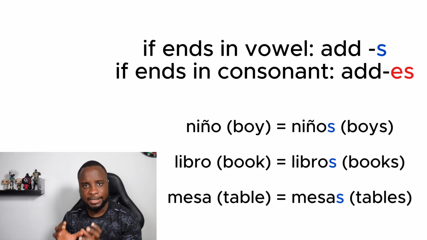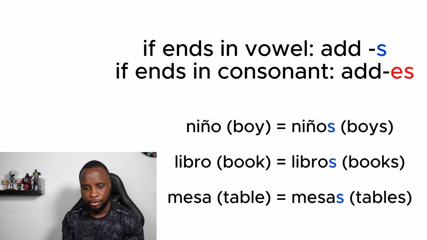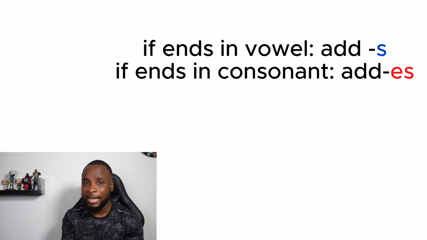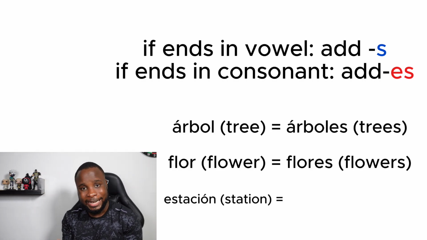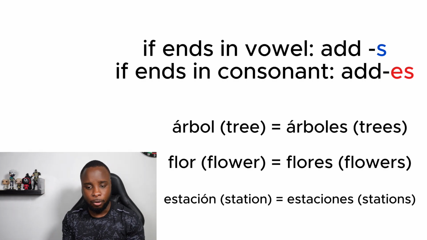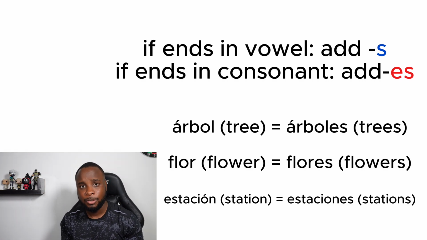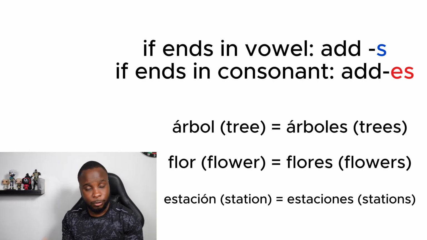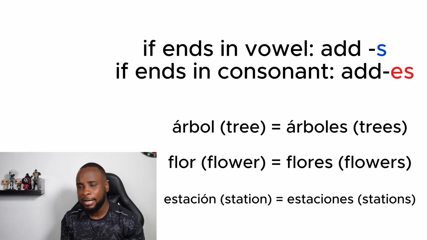These are words in their singular form. If you want to pluralize, we simply add an S. And so it becomes niños, libros, and mesas. Super easy. Okay, on the other hand, for words that end in a consonant sound, like árbol, flor, and estación, we simply add an ES to pluralize them, and they become árboles, flores, and estaciones.